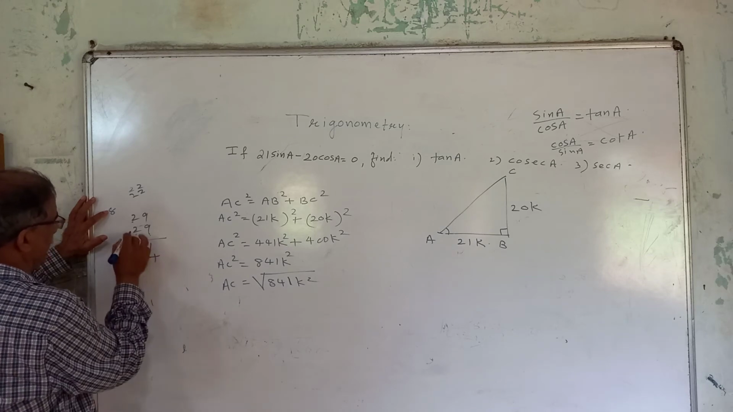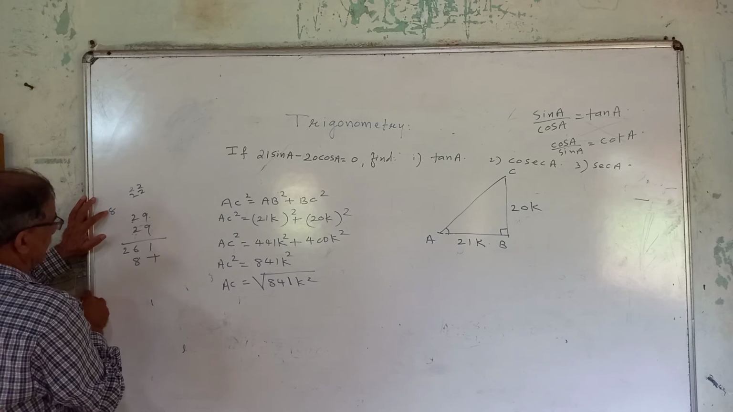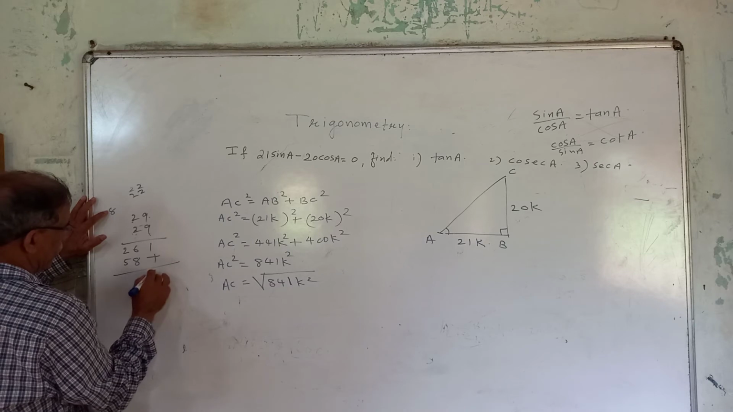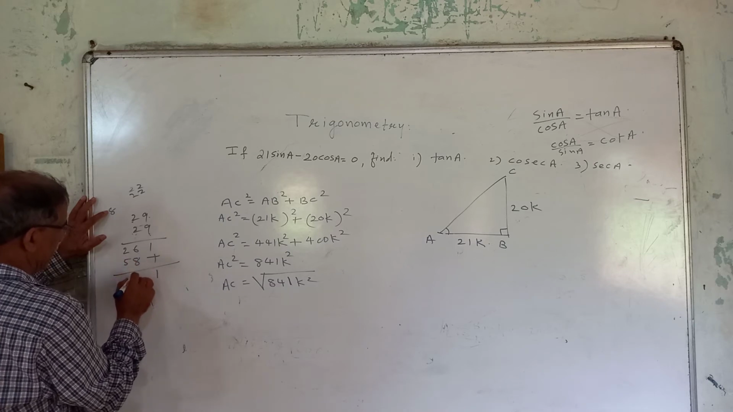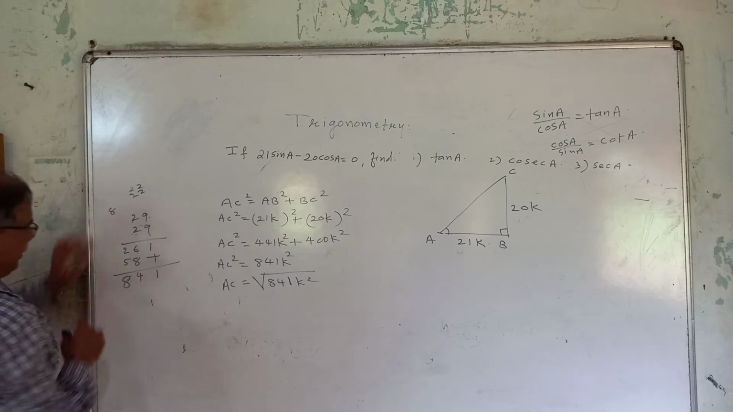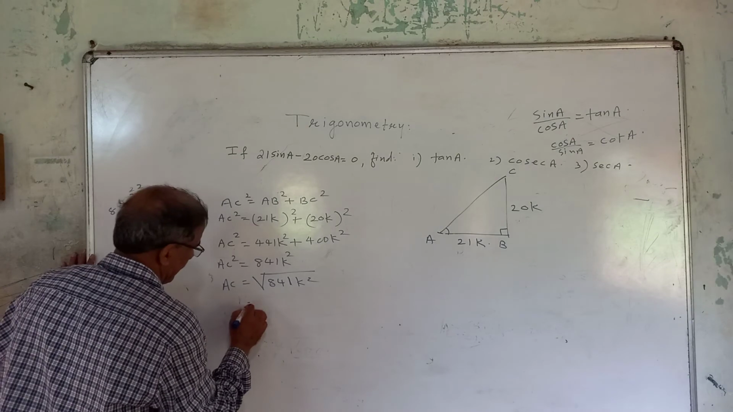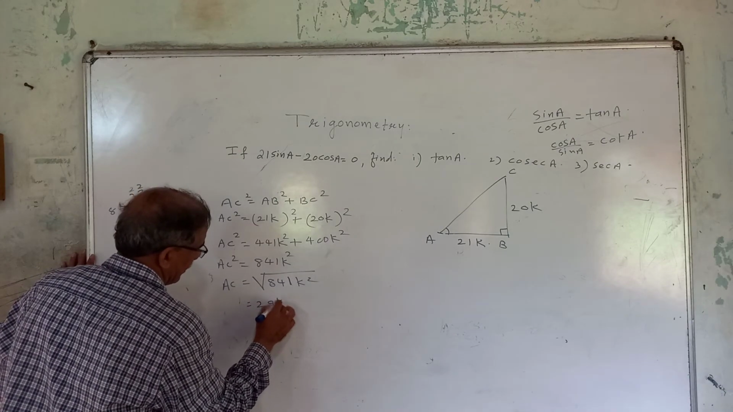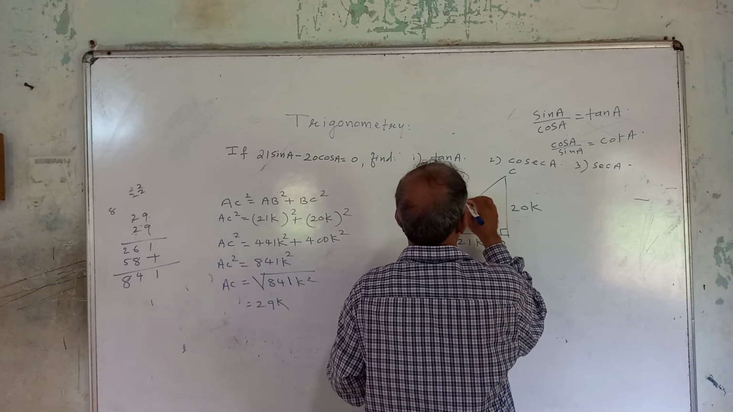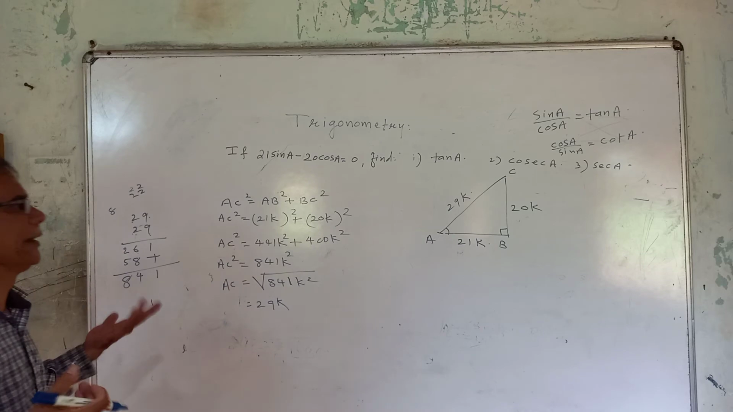26 plus 2 nines are 18. 1 remains, 2 twos are 4 and 1, 5. So 1, 6, 6, 12, 13, 14. Then 5, 6, 7, 8. So it is the square of how much? 29. So that is 29K. You write it here. Actually you should know it. 841 is the square of 29.